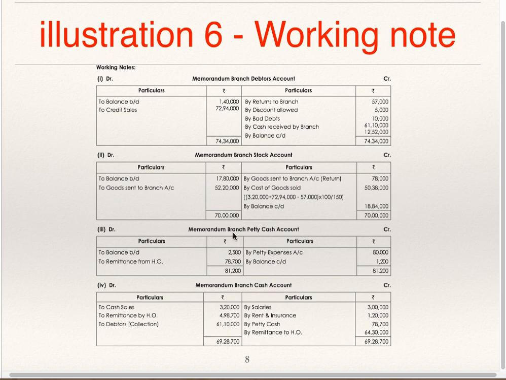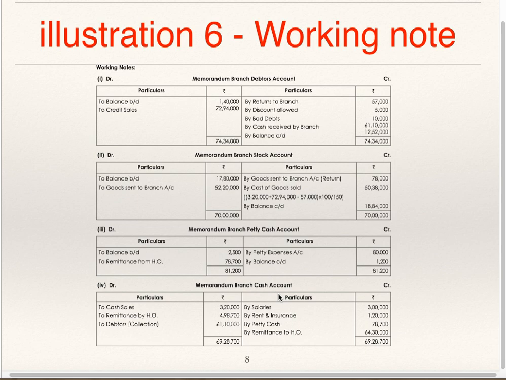as closing stock. Memorandum branch petty cash account: to balance brought down, by remittances from head office. From head office, this amount has been received. By petty expenses, this has been expensed out in the branch; by balance carried down, this is the closing figure. So 12,52,000, 18,84,000, 1,200. These figures you will get in branch account as by balance carried down. This is stock, this is debtors and this is petty cash.